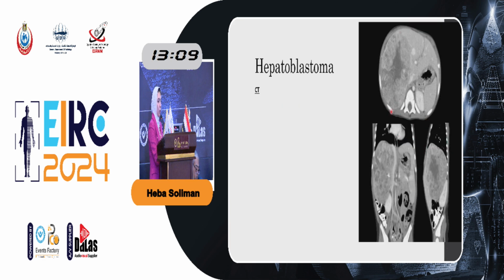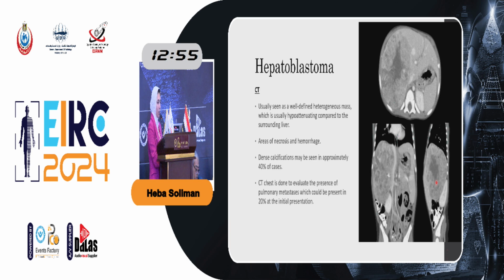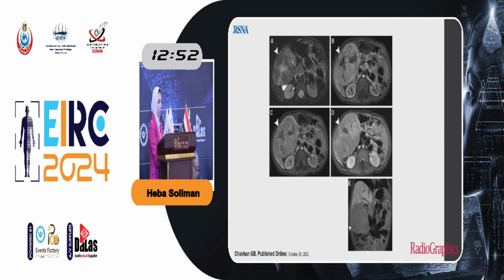On CT, it appears as a well-defined hypo-enhancing or heterogeneously enhancing mass with areas of hemorrhage or necrosis. Also, calcification can be seen in 40% of the cases. This is a dynamic MRI, which shows heterogeneous signal on T2. On T1, this is the arterial phase post-contrast, showing a heterogeneous hypo-enhancing mass in relation to the liver parenchyma, and the arterial, the venous, and the delayed phases.